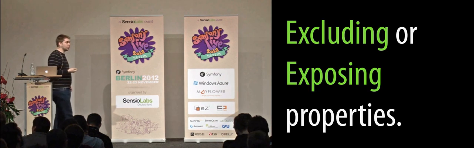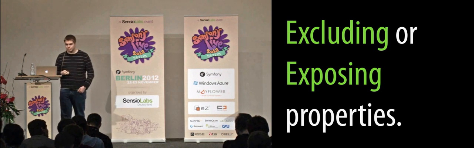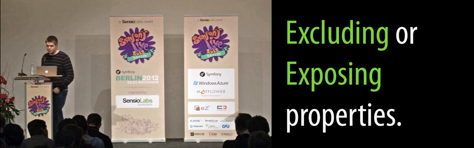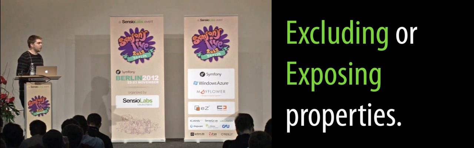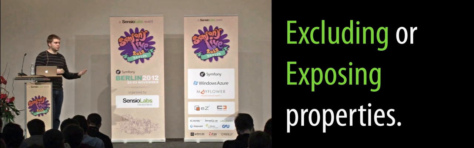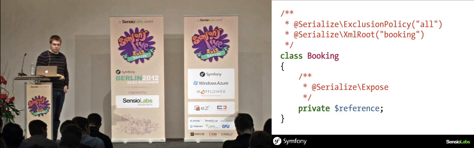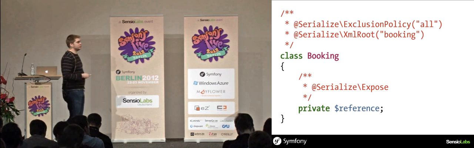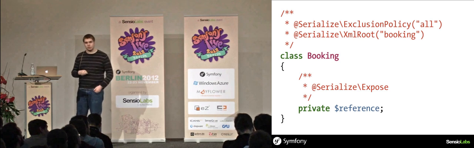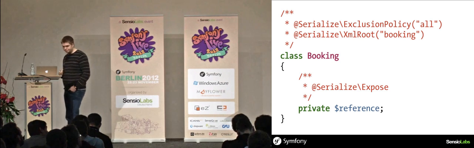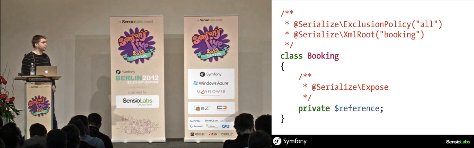By default, it takes all your properties, it serializes all your properties, but sometimes you don't want to serialize everything, you just want to expose some part of your objects. So you can choose how you want to expose data when serializing your object. So on top of the class, you can use the exclusion policy annotation, which takes two values. You have all, or you have the none, if I remember.